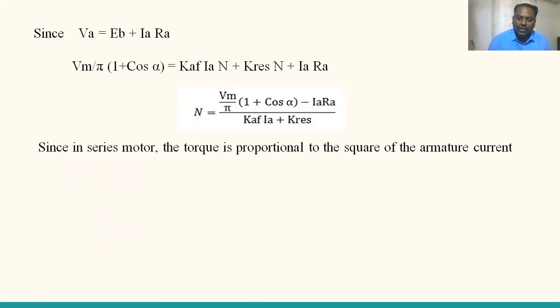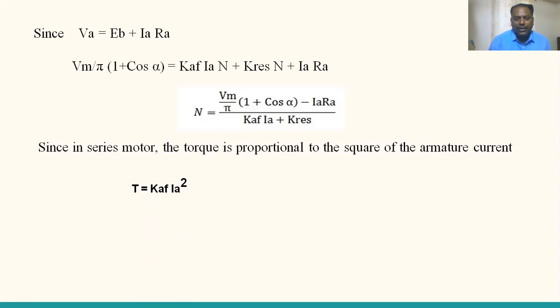Since in a series motor, the torque is proportional to the square of the armature current. So the torque is equal to KF IA square. Here IA square means the total current, IA into IF, since both are equal. That is the reason we represent it as IA square.